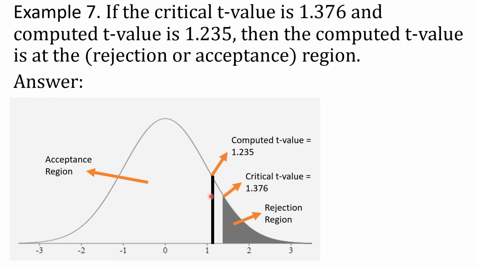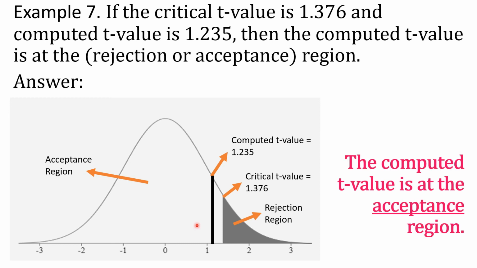t-value which is 1.235. It is to the left of the critical t-value because it's less than this positive critical t-value. And so since this is the critical t-value, then the rejection region will be this shaded part. And the acceptance region is the area under the t-distribution minus this shaded area. So this whole is the acceptance region, including this part where the computed t-value is located. Now, since the computed t-value 1.235 is not part of the rejection region but is part of the acceptance region, then our conclusion is the computed t-value is at the acceptance region.